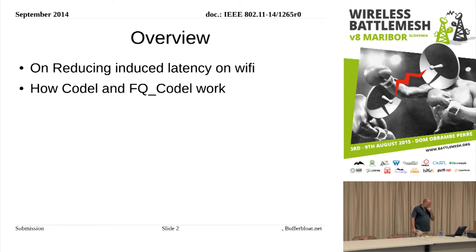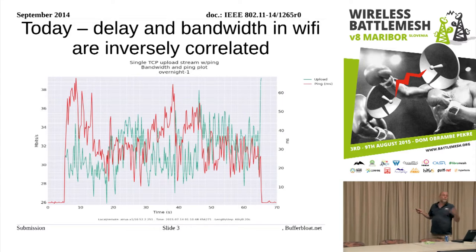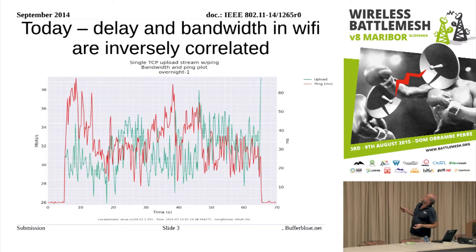So we have a problem in Wi-Fi in particular in that we have fixed length queues that stay the same no matter what the rate is. And what you see here in this plot, that Wi-Fi data is naturally very noisy, so it's hard to pull out a clear graph, is that this red line here is the ping going simultaneously with the bandwidth. The bandwidth here is about 30 megabits, and the latency being observed on the link is about 60 milliseconds.